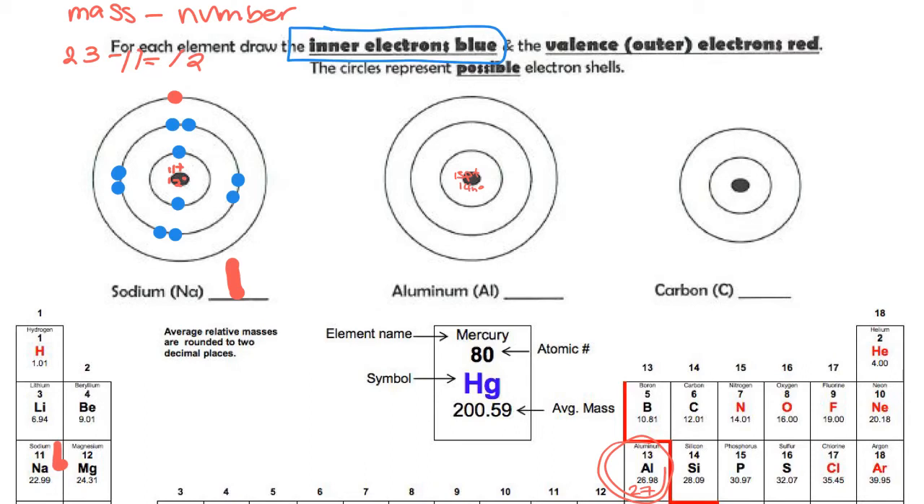Hopefully you said 13. How many go in the first shell? Hopefully you said 2. So there are my 2 electrons. Now I know that I have 11 more electrons to place. 8 of them will go in this second shell.